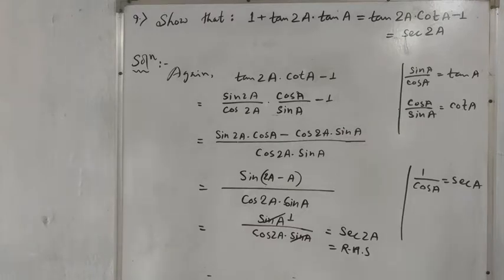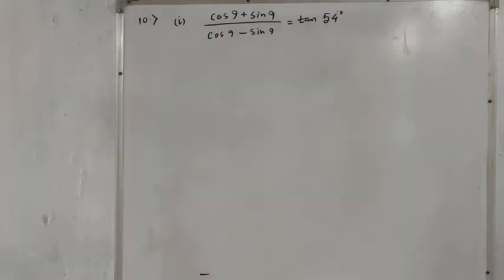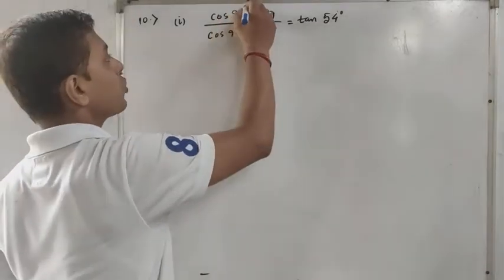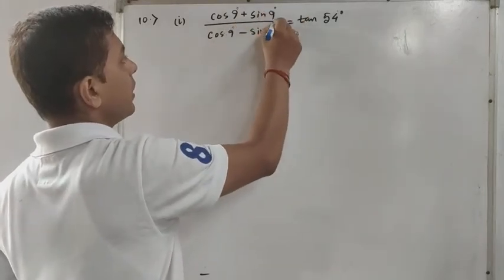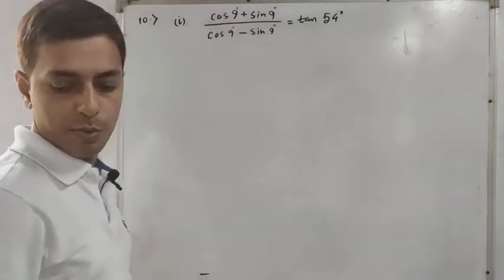Now let us discuss the 10th question. What is the 10 number question? So this is question number 10. Look at cos 9 degree plus sin 9 degree divided by cos 9 degree minus sin 9 degree is equal to tan 54 degree. I have not written degree here, it should be written there, okay. Cos 9 degree plus sin 9 degree over cos 9 degree minus sin 9 degree, that is tan 54 degree.